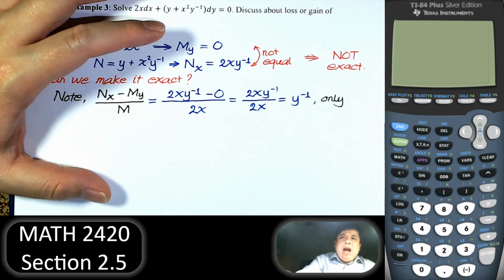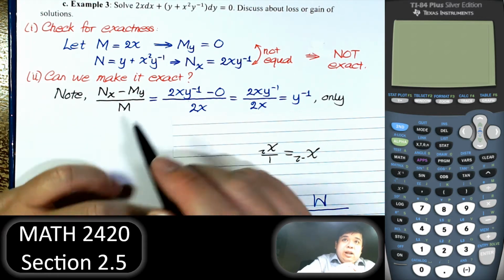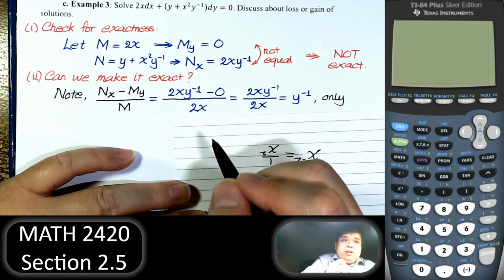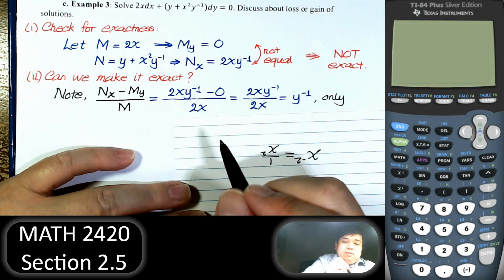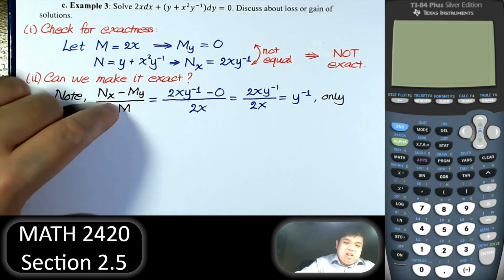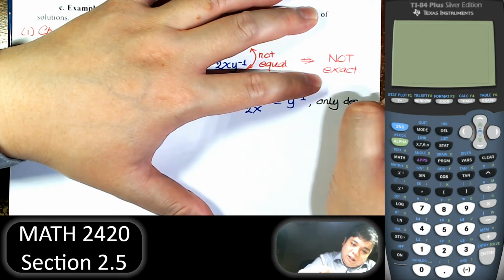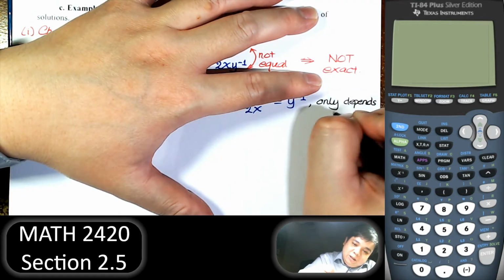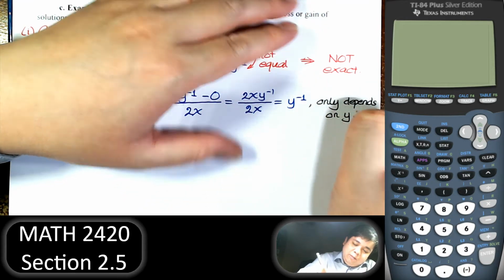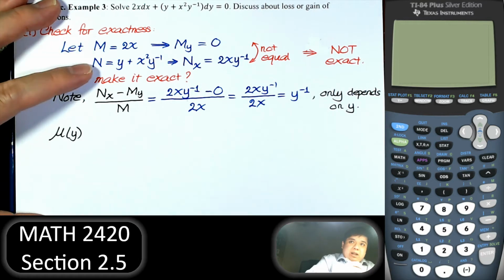By the way, if you happen to switch those two, we have the opposite of this. But that still depends on y. Just make sure that it is in the right form. So this only depends on y. So the integrating factor will be a function of y only.